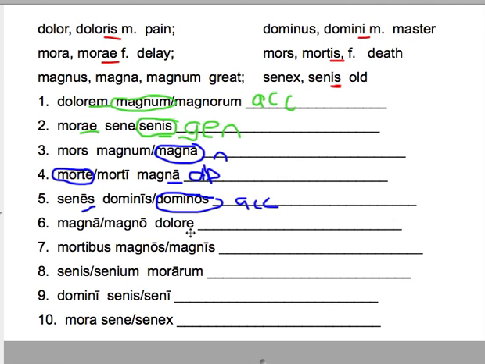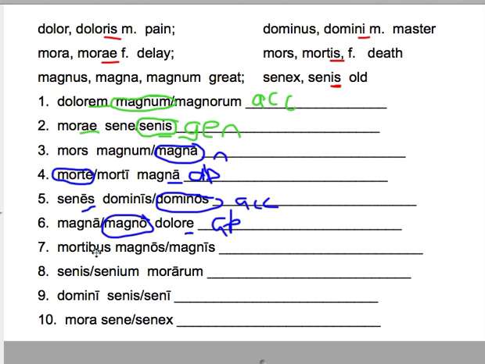Number 6, dolora with that E. That's an ablative singular form. We know this is a masculine word. So I'm looking over here to find something that's ablative singular masculine. That's ablative singular, but it's feminine. This is ablative singular masculine. So I'm going to choose this. And I'm going to say ablative. And I'm going to say great pain.